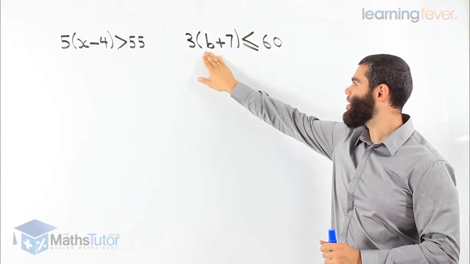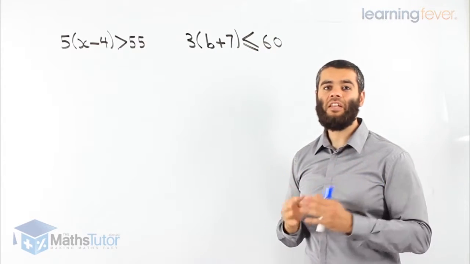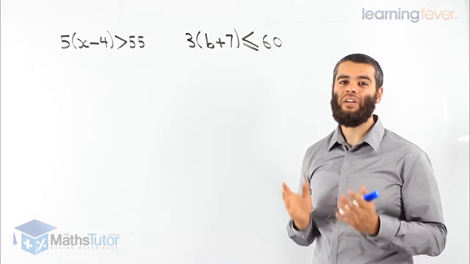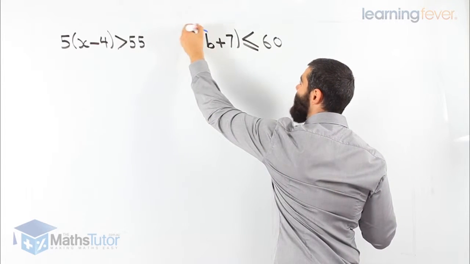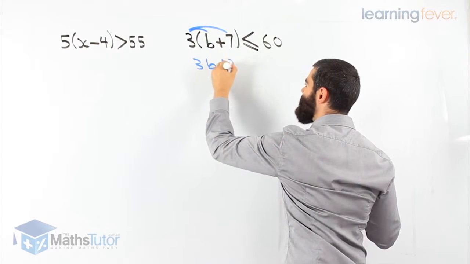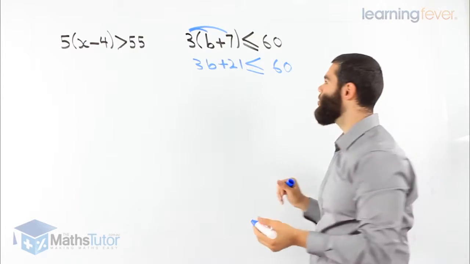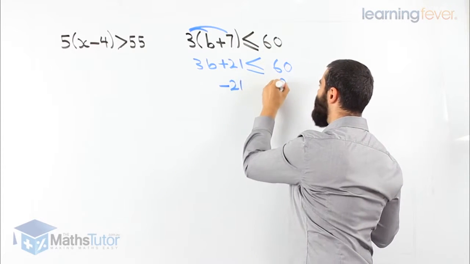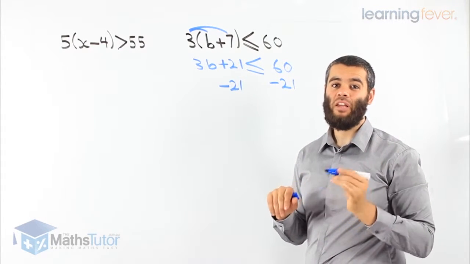3, open bracket, b plus 7, close bracket, is less than or equal to 60. So this inequation involves grouping symbols. We know equations also involve grouping symbols. We solve it exactly the same way. We first expand: 3b, 3 times 7 is 21, less than or equal to 60. We expand, then we simply solve it normally. Minus 21 here, minus 21 there. Remember, I'm explaining it knowing that you already know how to solve equations, because this is it.